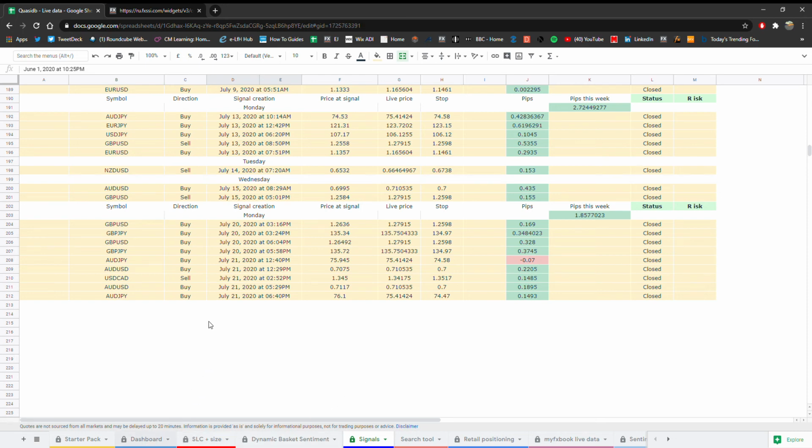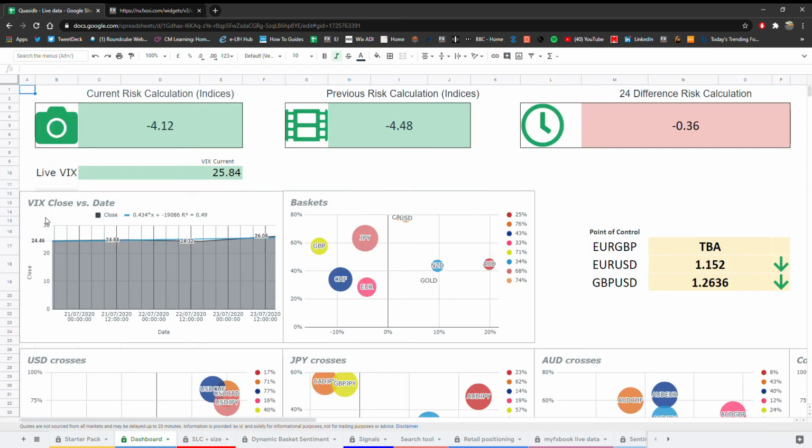Dashboard, and then I'll just wrap up the video. So we have a VIX live chart. We see how it's slightly ascending now, so we have to be a little bit careful with risk.